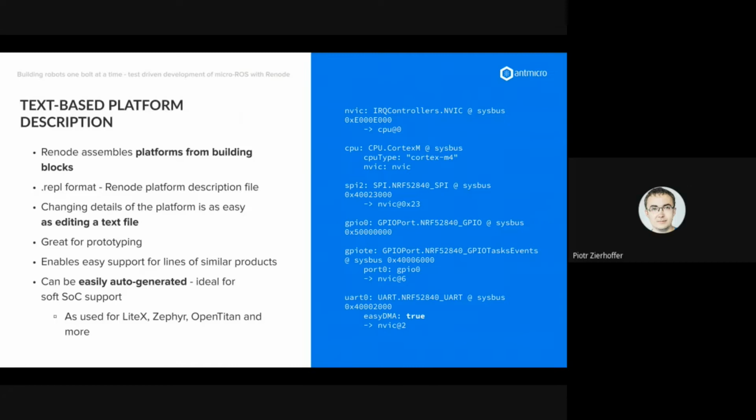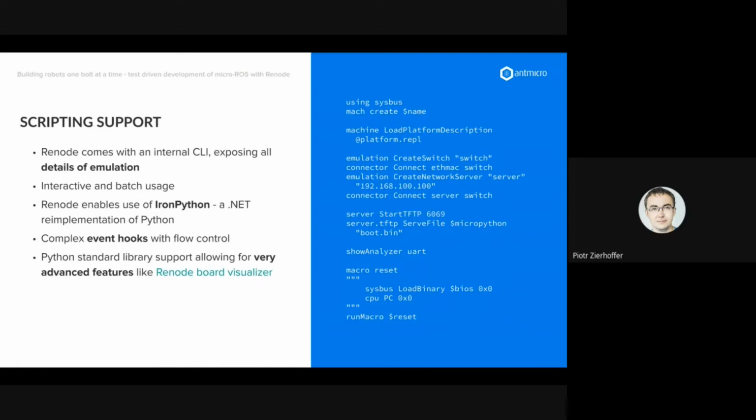This is what the usual platform description file looks like. This is a fragment of a platform description for Nordic's nRF52840. You can see some CPU nodes, you can see interrupt controllers, SPI, GPIOs, etc. The point is that it's text-based, so it can be easily changed at runtime. It is relatively readable, and it can be written by hand. And it also can be easily auto-generated, and we do that for Zephyr-based payloads, for LiteX, for OpenTitan, and other platforms.